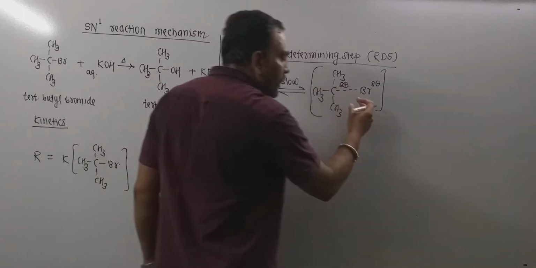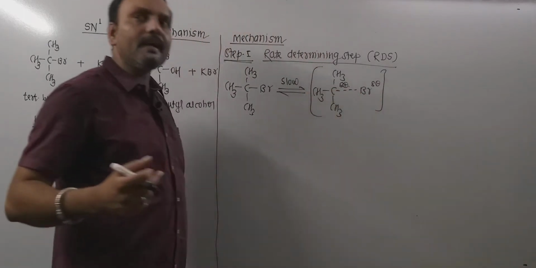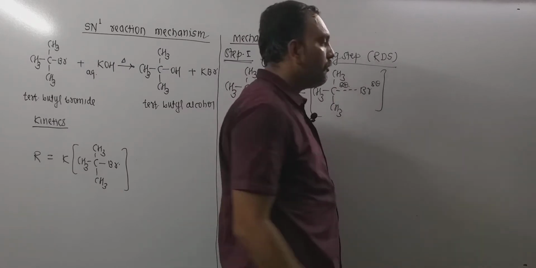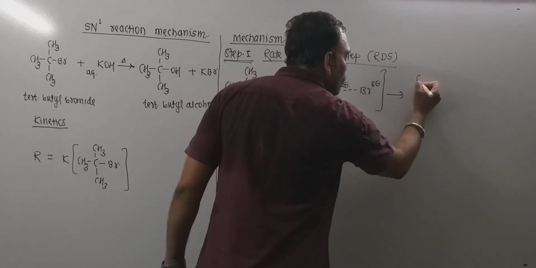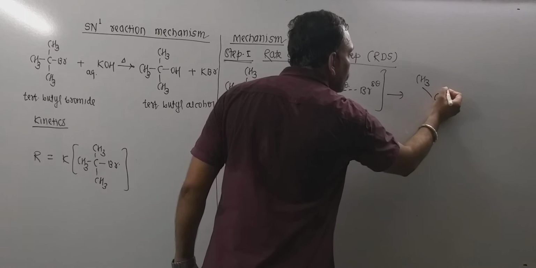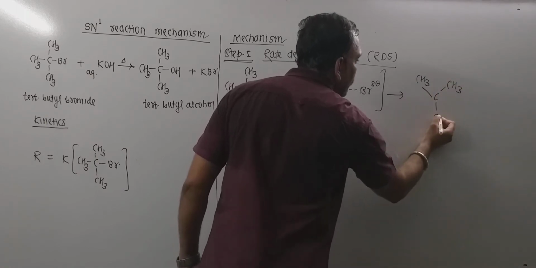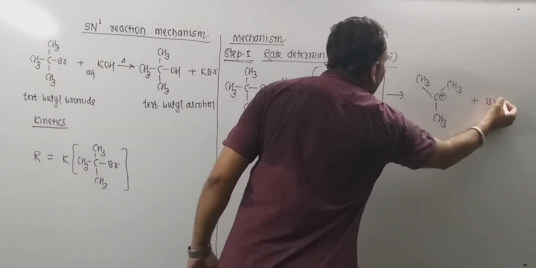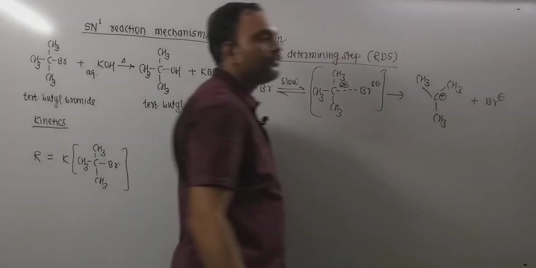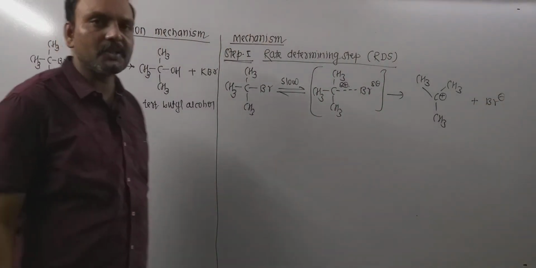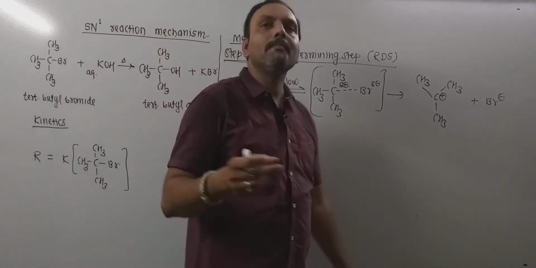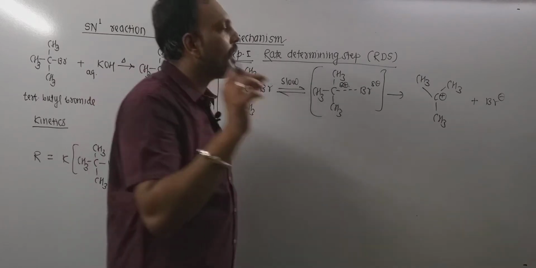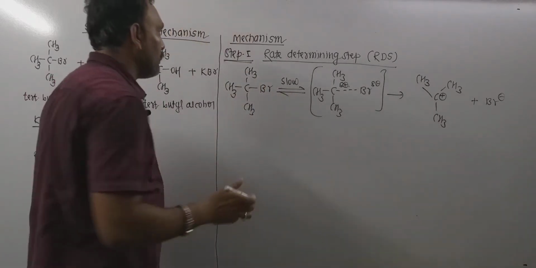Now after departure of bromine, being more electronegative than carbon, it keeps the shared pair with itself, and that leads to the formation of tert butyl cation. So tert butyl cation is an intermediate formed in the very first step. And remember, carbonium carbon is sp2 hybridized, and hence carbonium ion is planar in nature.